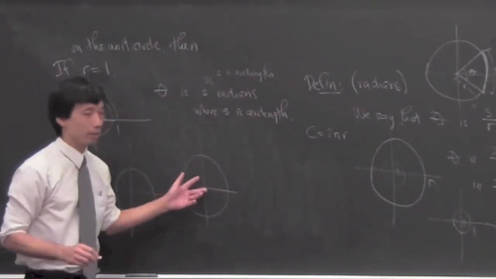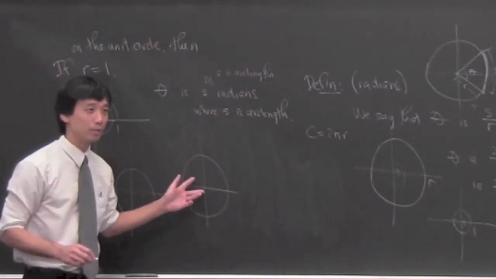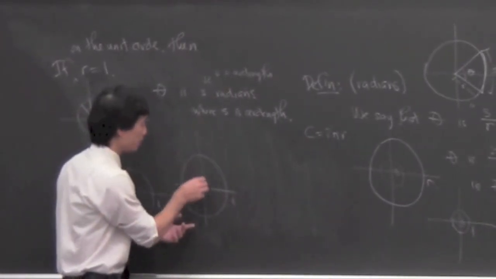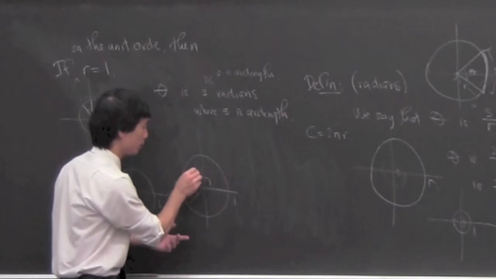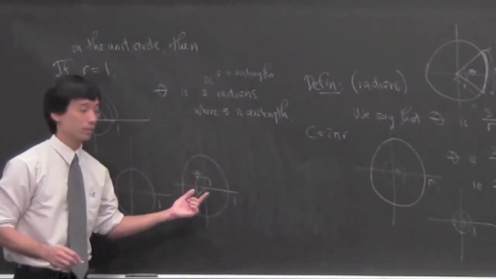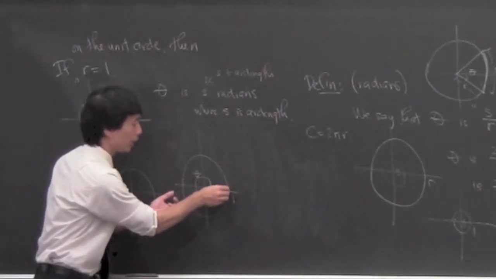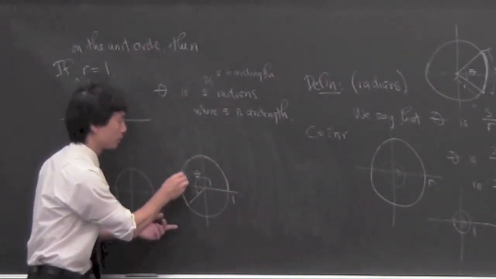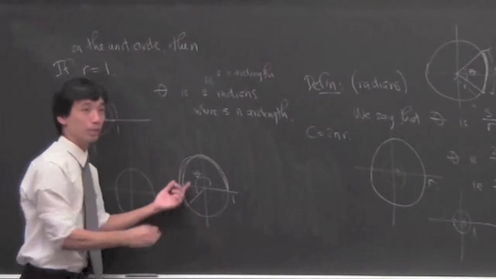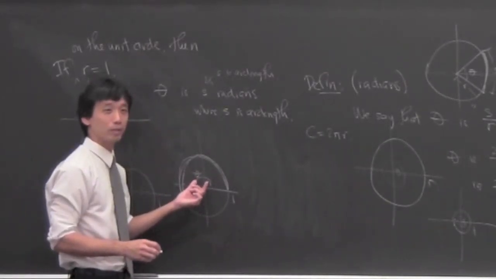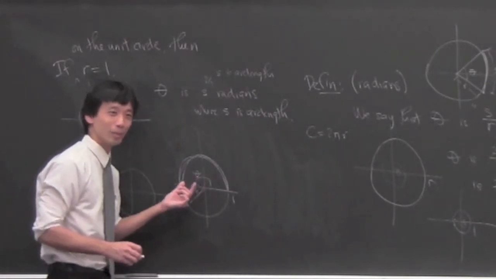How do you figure out what an angle is in radians? Here's how it is. You look at the unit circle, somebody gives you an angle, here it is, and says, what is this angle in radians? And the answer is, look at the unit circle and measure this length. That's what this angle is in radians. Does that make sense?